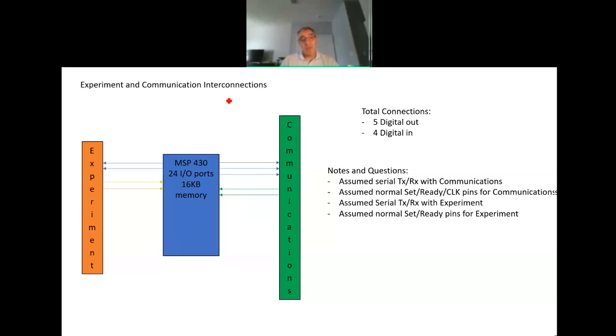If the experiment is going to just give us counts of the events being detected, that's the simplest thing we can interact with, and it's going to be just pulses. Once we receive a pulse from the experiment, we just count it. And we just measure the time it was received.